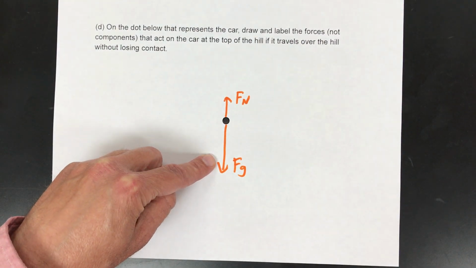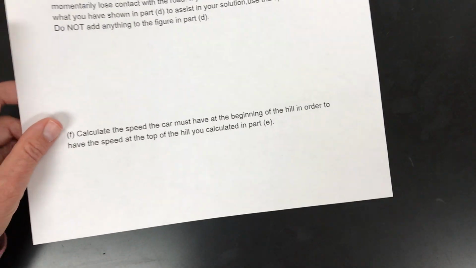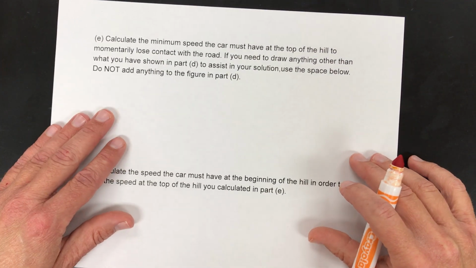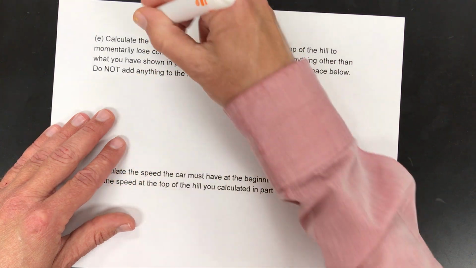So force of gravity has to be bigger than normal force. And that's totally a question that you should be able to handle if they had asked it. All right, now, next part here. They say calculate the minimum speed the car must have on the top of the hill to momentarily lose contact.